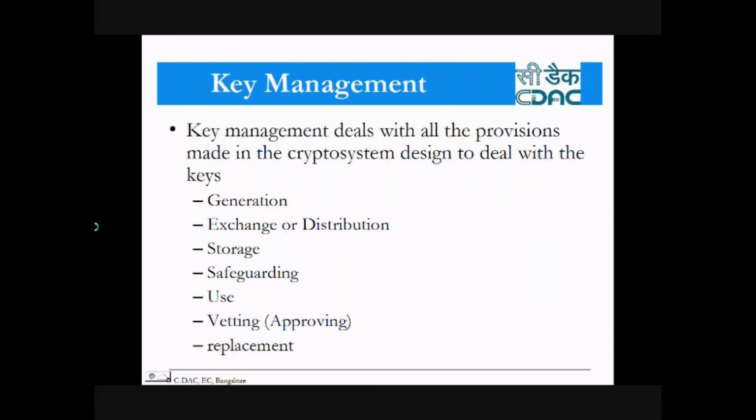Next, let us talk about key management. Here in the process of signing, a user needs a pair of keys. One is the private key and another is the public key. The public key can be distributed to anyone, while the private key has to be kept securely with the user. So key management deals with all the provisions made in the crypto system designed to deal with the keys.